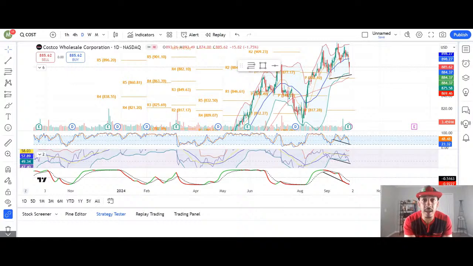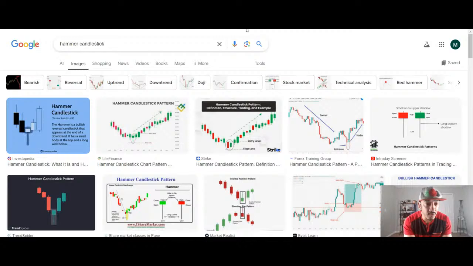So y'all can see the hammer candle and what the hammer candle resembles. All right, so if you can see, the hammer candle is a bullish reversal candlestick that appears at the end of a downtrend. It has a small body at the top and a long wick at the bottom, right?